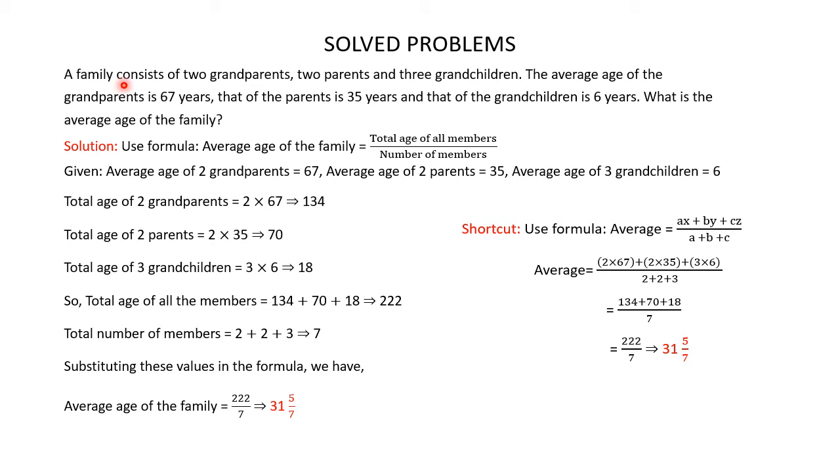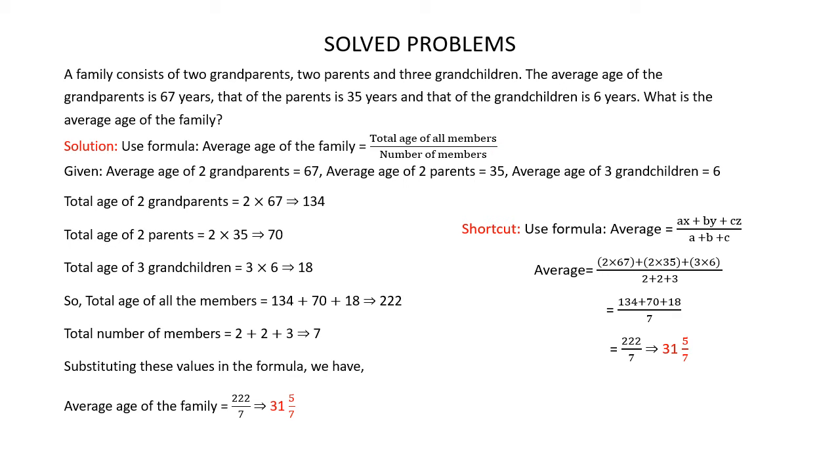A family consists of two grandparents, two parents, and three grandchildren. The average age of the grandparents is 67 years, that of the parents is 35 years, and that of the grandchildren is 6 years. What is the average age of the family? So to find the average age of the family, you have to use the formula. Average age of the family is equal to total age of all the members divided by number of members. So to find the average age of the family, you need to know total age of all the members and also the number of members.